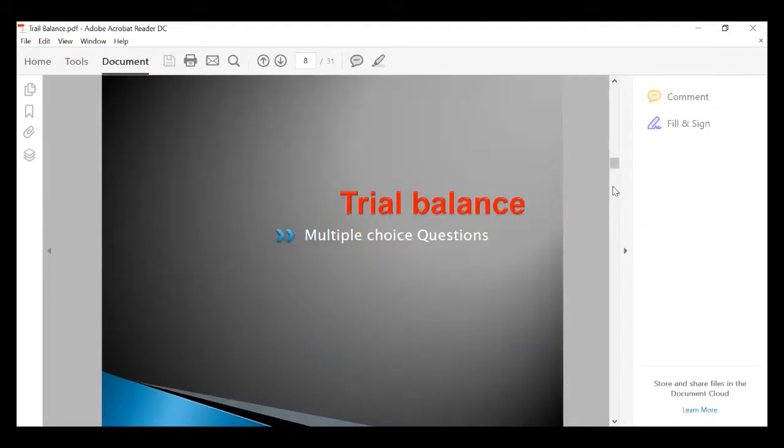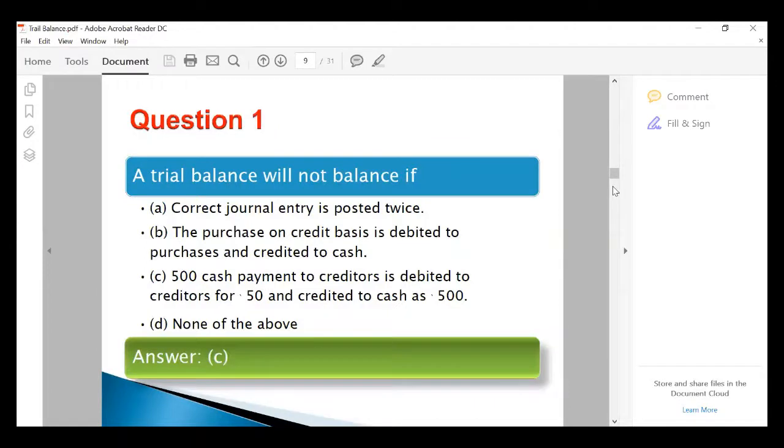Okay, so let's see the multiple choice question. Trial balance will not balance when which of these happens? Correct journal entry is posted twice. If you post on the debit side as well as the credit side, it will balance. No worry. If you post twice, thrice, five times, six times, no problem. It will tally.